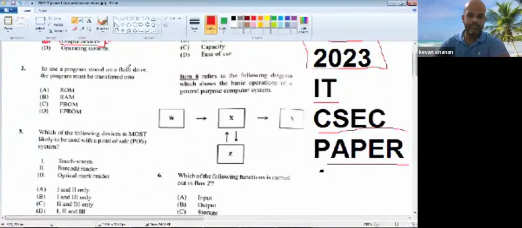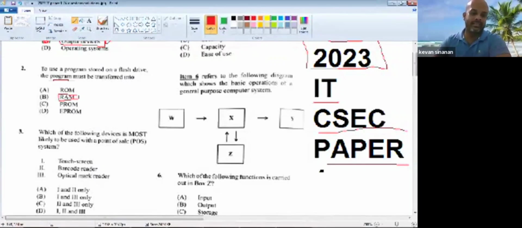To use a program stored on a flash drive, the program must be transferred onto. So what this question is really asking us is the program, right? So the program, which is our software that needs to be executed. And the only way for that to be executed is that the program must be delivered onto the central processing unit. But connected to our central processing unit is our random access memory and also ROM as well, and are also connected to our central processing unit.